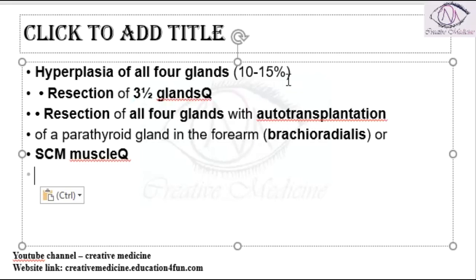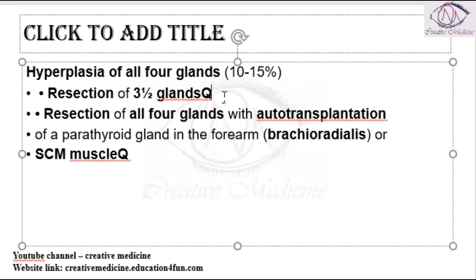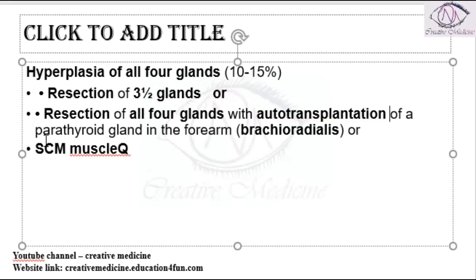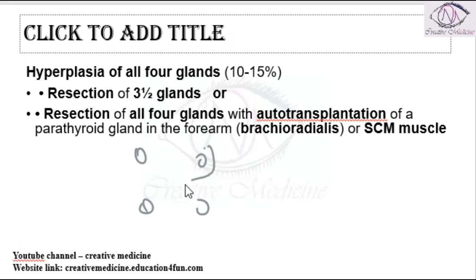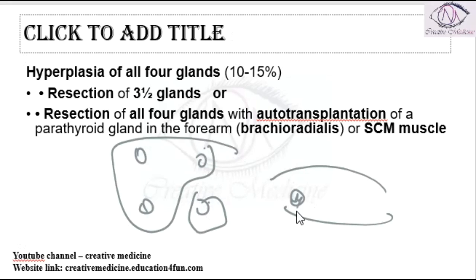If it is due to the hyperplasia of all the four glands, in such cases we should resect almost 3.5 glands. Either we can resect 3.5 glands, or we can resect all the four glands and one of the parathyroid glands is implanted into the brachioradialis or sternocleidomastoid muscle. So all four glands are resected, but three are removed, and this one is auto transplanted into the forearm in the brachioradialis, or into the sternocleidomastoid.